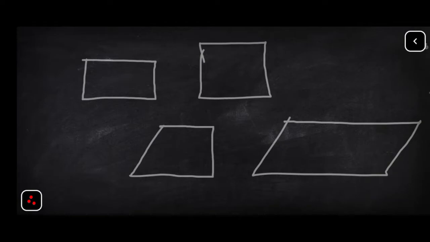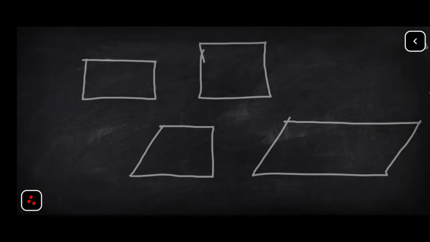Now it's time to discuss quadrilaterals, as this chapter is all about quadrilaterals. Quadrilaterals and their types. There are different types we're going to discuss, and their properties. A quadrilateral is a polygon with four sides, as we all know.